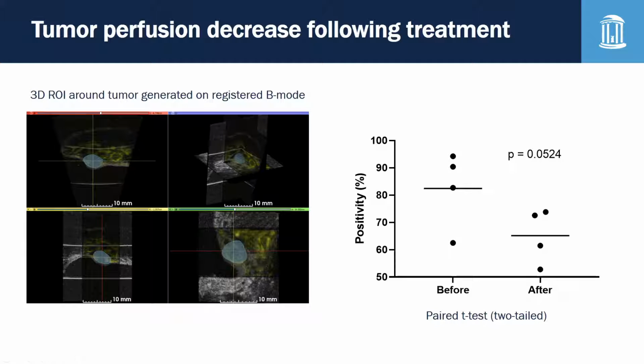We then quantify the number of pixels in that region of interest that are above a threshold value. The percentage of pixels in that region that are above that value is our percent positivity. And you can see here that before and after treatment there is a considerable, though not significant, decrease in perfusion as measured by acoustic angiography following therapeutic ultrasound with phase change contrast agents.